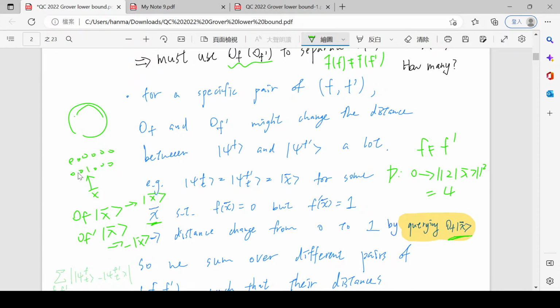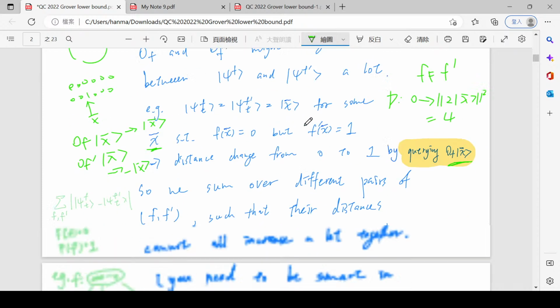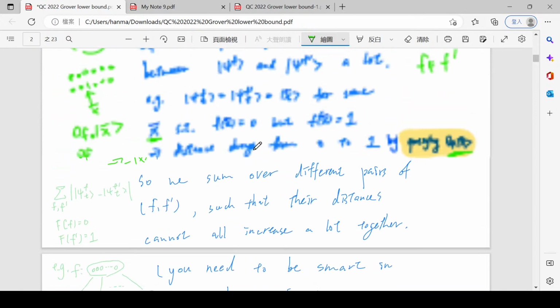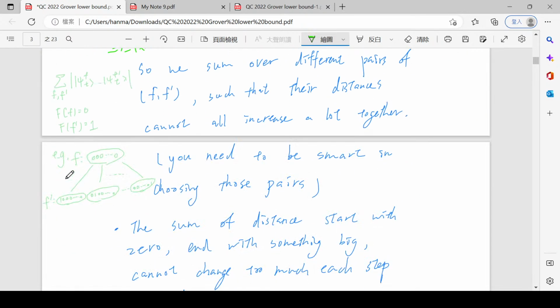But that's because you only pick one yes instance here, right? So we'll do something like the classical proof. We want to say you should be able to separate this no instance and a lot of different yes instances. Say the yes instance only has one 1, but that one can be at any place. Maybe the first one, second one, or the last one. Then if you want to separate all of them, classically you need to look through all n places to separate them.